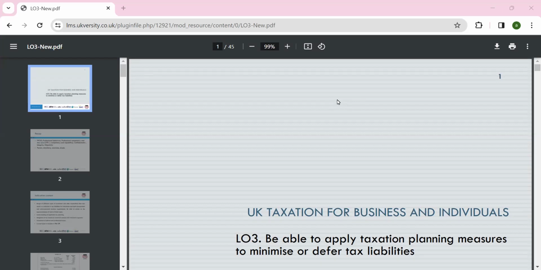Today's lesson will go through LO3, which is Learning Outcome 3, about being able to apply taxation planning measures to minimize or defer the tax liability. That's the key which we will go through.